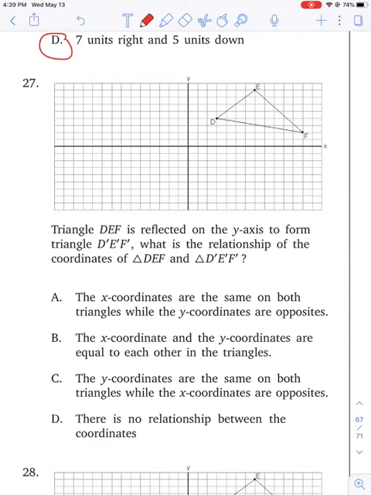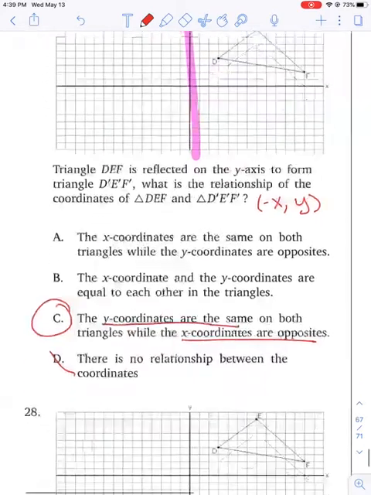Okay, so we're reflecting on the y-axis. And they're not even asking us to do it, just what is the relationship. So reflecting on y means X becomes the opposite and Y stays the same. So let's see. It's not no relationship. Y coordinates are the same. X coordinates are opposites. It looks like C is the correct choice.